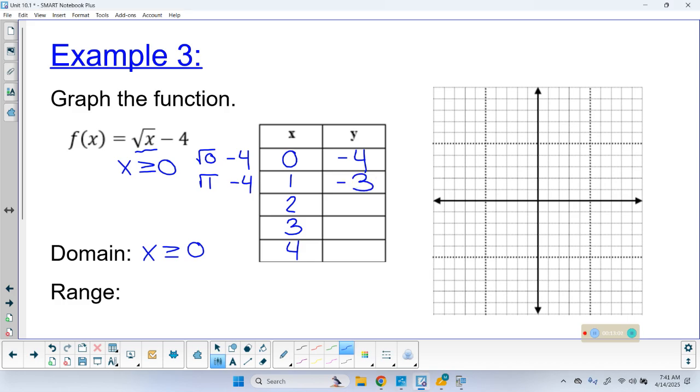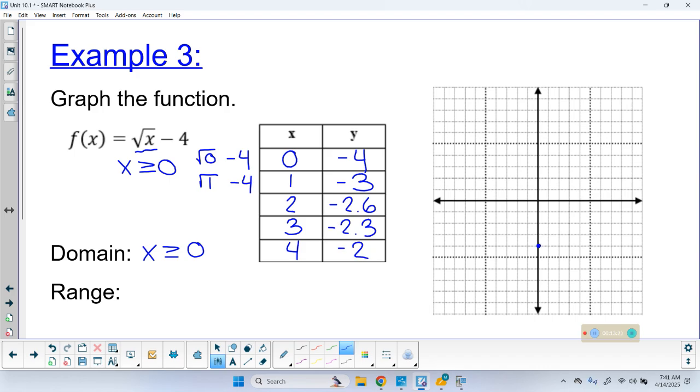So same thing with the others. If we end up plugging in 2, we're going to get about negative 2.6. If you plug in 3, it'll be about negative 2.3. And if we plug in 4, it would end up being negative 2. So we're going to graph that.